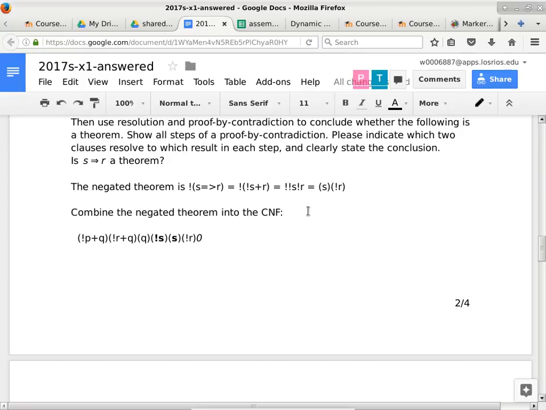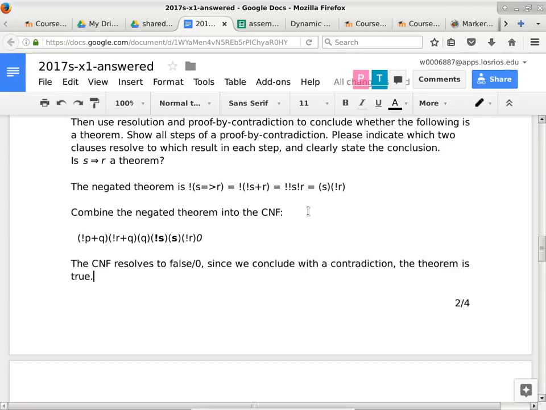So now you have to tell me what this means, okay? So you have to say the CNF resolves to false or 0, because they mean the same thing to me. And since we conclude with a contradiction, the theorem is true. Okay?